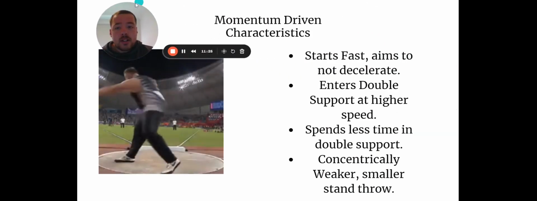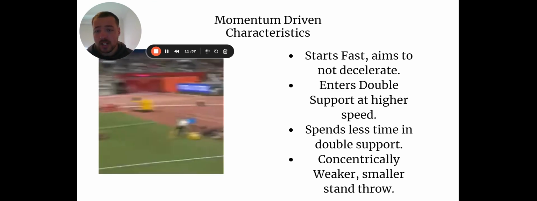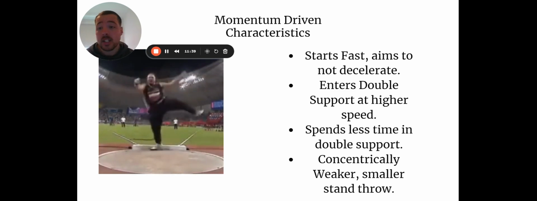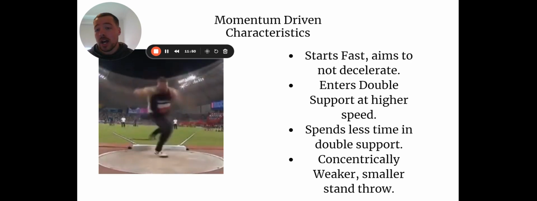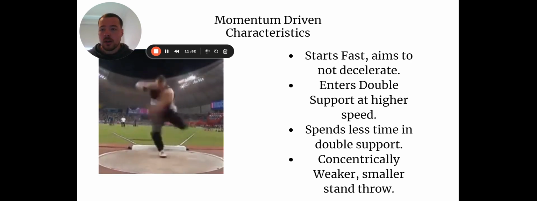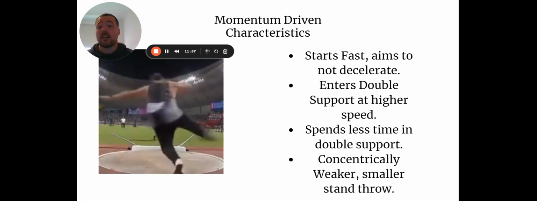So our momentum-driven guys, they're going to start quickly and they're going to try not to lose speed and not decelerate throughout the throw. As a result, they're going to enter their double support phase at a higher speed. They're going to spend less time in double support. And this is going to be beneficial for them because they're weaker concentrically and they don't have the same output. So they're going to have smaller stand throws. They're probably going to have smaller max strength levels.